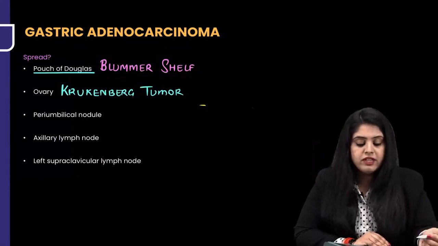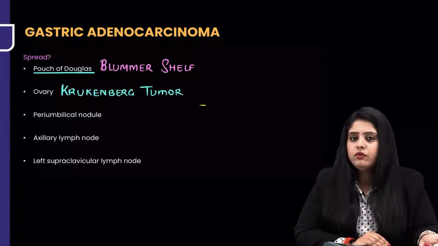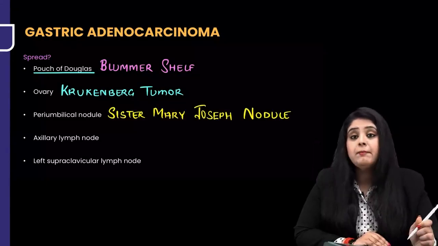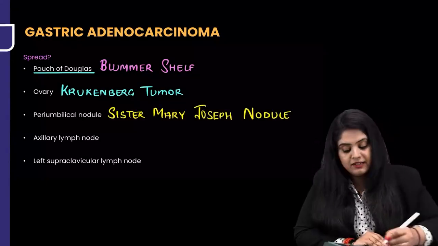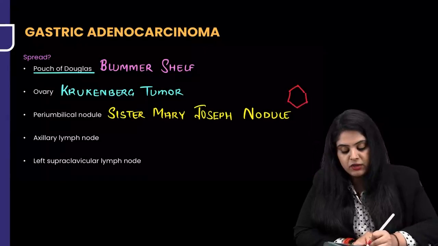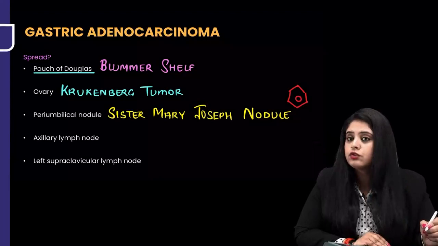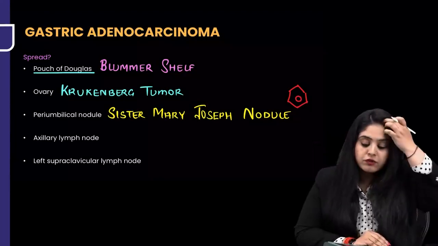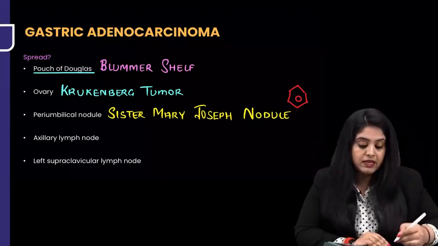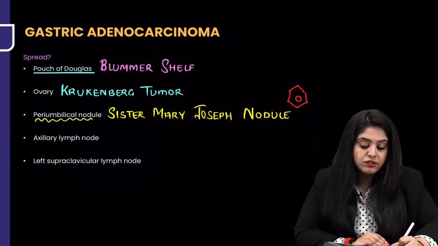If it goes to the ovary, I just now told you anything going to the ovary is known as Krukenberg tumor. Simple. If it goes to the periumbilical region, and that is a very famous setting that you get, there's a nodule in the periumbilical region. You have to think of Sister Mary Joseph nodule. Sister Mary Joseph nodule is a very important periumbilical finding that you see over there.